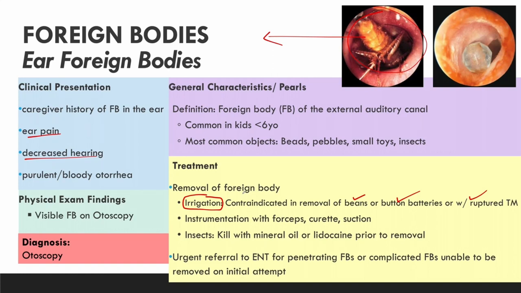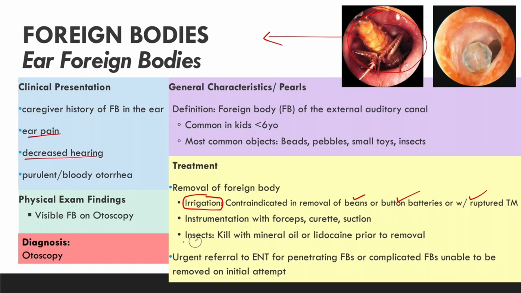Button batteries are a big no-no, and those need to be removed ASAP. And if you have a ruptured tympanic membrane, you don't want to introduce any liquids. Aggressive flushing can cause perforation of the tympanic membrane. So it's just a gentle push of the fluids. As far as instrumentation, we have several different methods. We can use little forceps, like alligator forceps. We can use curettes, these little scoopers. Sometimes suction, although most of the time that's in specialized clinics.